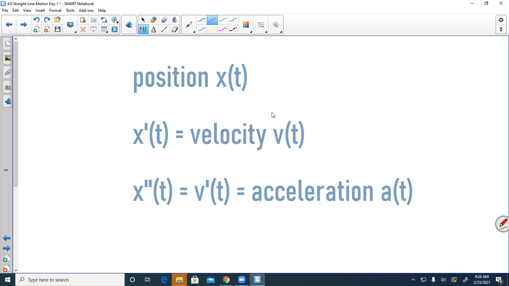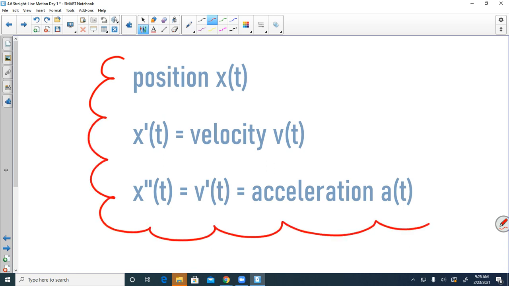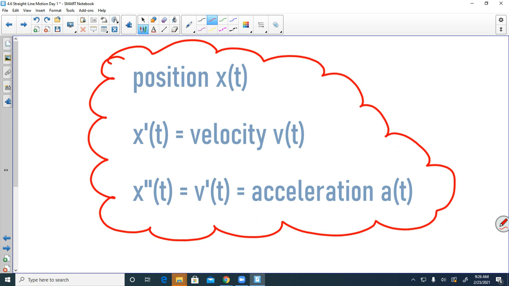Now, this is a lot to put together, but here are the basic things you need to remember. We have position, it's x of t. The first derivative of position is velocity. The second derivative of position is acceleration. And also the first derivative of velocity is acceleration. So this is one big idea that you need to write down. The other ideas that I just summarized, I have a nice chart that I put everything in so you can refer to as we go through.